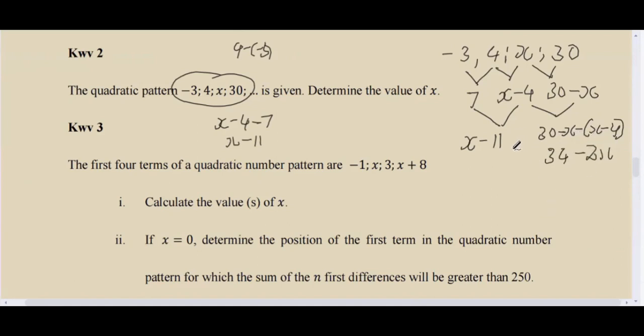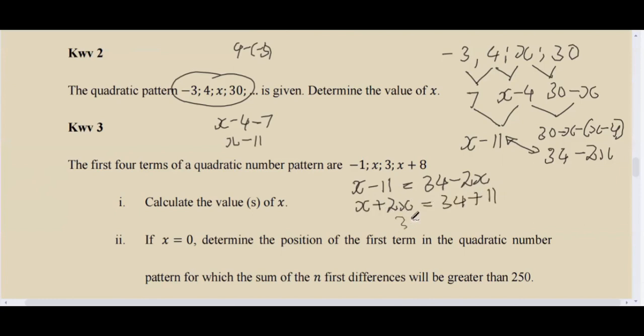But then remember, since we know that the second difference of the quadratic pattern is constant, right? So that means we can equate these two expressions here because they represent the second difference, and the second difference is a constant. So we can say x minus 11 is equals to 34 minus 2x, right? Then let's solve for x now. Transpose this negative 2x over to the side. This is x plus 2x, and then 34 plus 11, right?